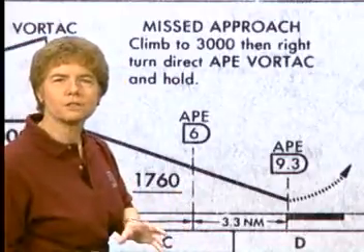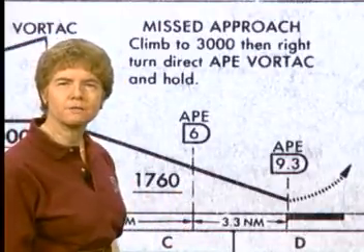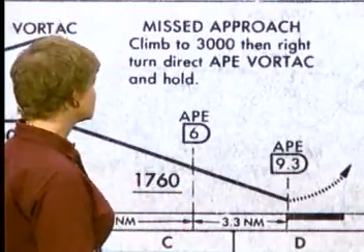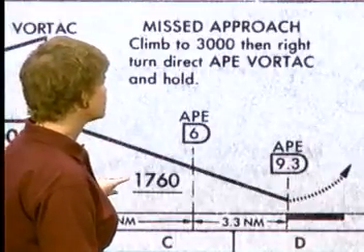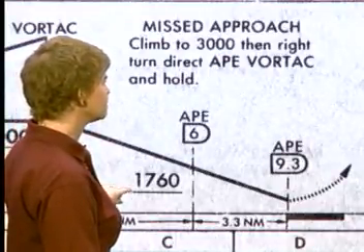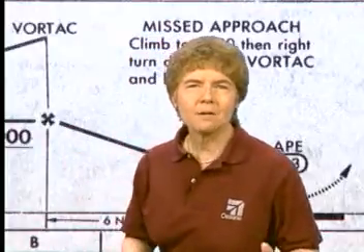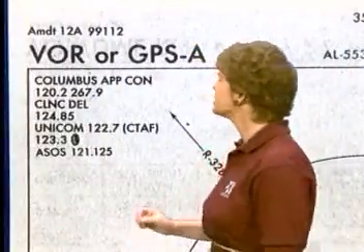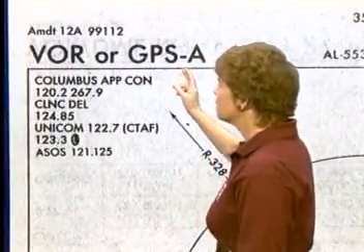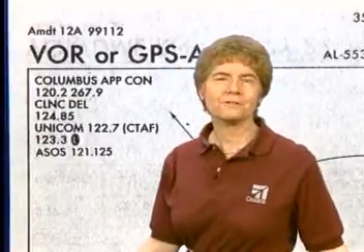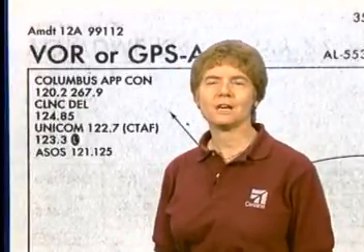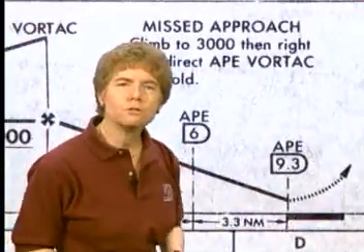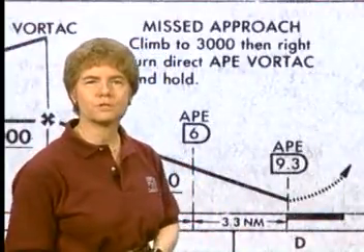Your minimum altitude until you've identified and crossed the 6 DME fix is 1,760 feet. Now, although the name of this approach does not say DME, you will need DME or an approved DME substitute like GPS to identify that fix. So, what if you don't have DME or an approved substitute?